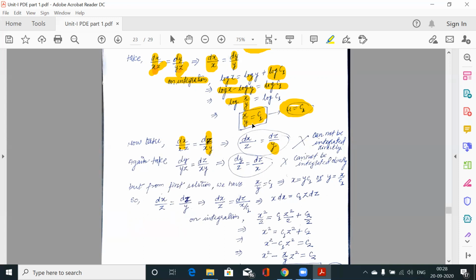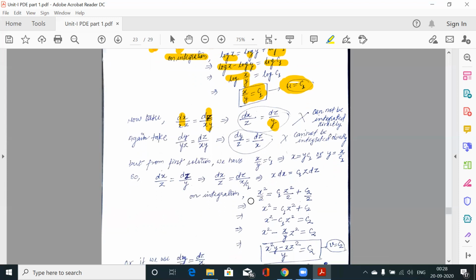Because in the first solution, what do we have? We have x over y is equal to c1, so we can calculate the value of x in terms of y, or the value of y in terms of x. What is x here? y c1. What is y here? x over c1.